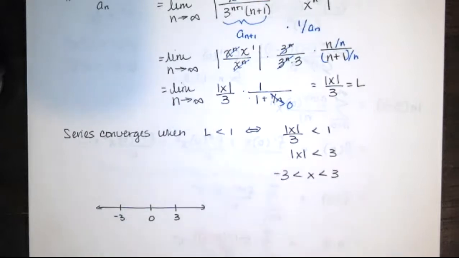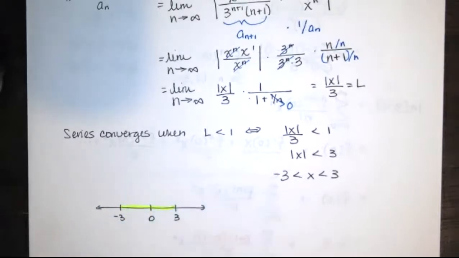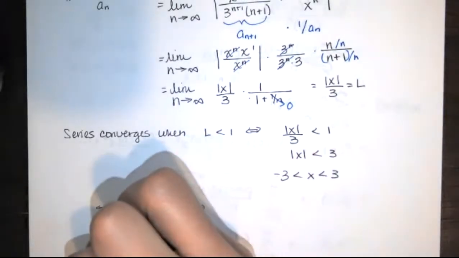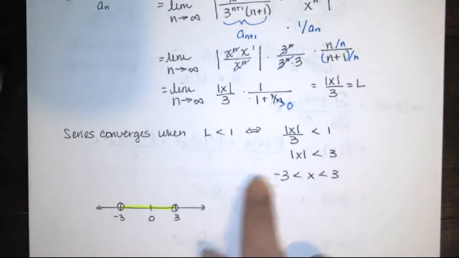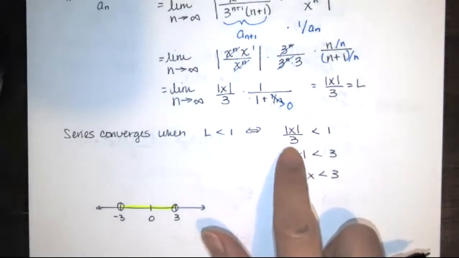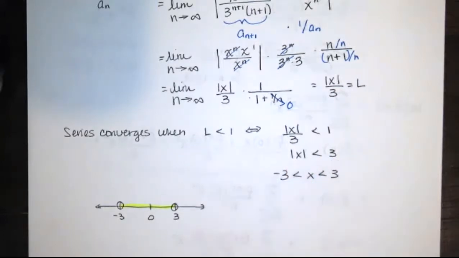The series is guaranteed to diverge, but we're not sure what's going to happen at the endpoints. There's a sort of a question mark there, because our ratio test is inconclusive at these endpoints. And if you're saying, what do you mean? Why is it inconclusive at the endpoints? The endpoints are the x values where L would be equal to 1. Absolute value of x over 3 is equal to 1 when the absolute value of x is equal to 3, which means that x is equal to -3 or 3.